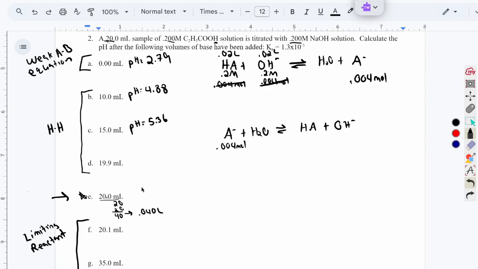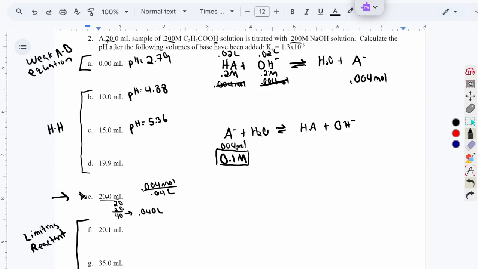So let's find our concentration. We're going to take 0.004 moles. We're going to divide by 0.04 liters, and I don't remember what that is. It's going to be 0.004 divided by 0.04. That's going to give us 0.1. So we have a concentration of 0.1 molarity. Now we have our concentration.